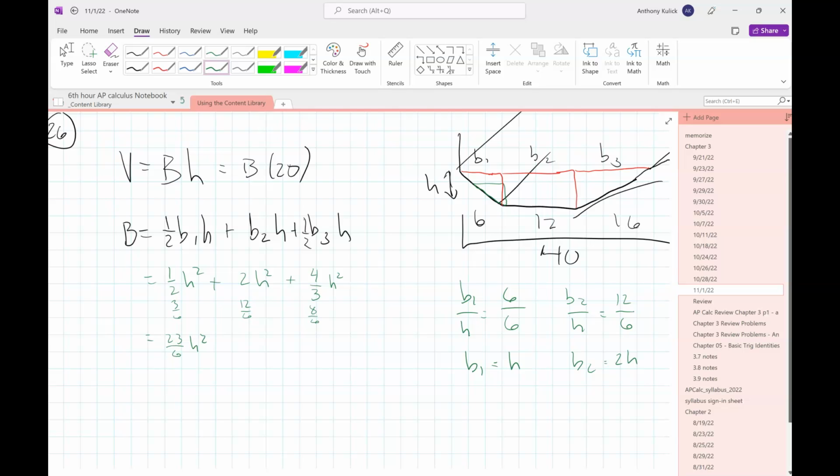Here's the good news, though, guys. So here, the base would be a different length. But what about here? That's constant, right? So we don't even need this piece. That piece in there is just going to be 12 times H. Okay.